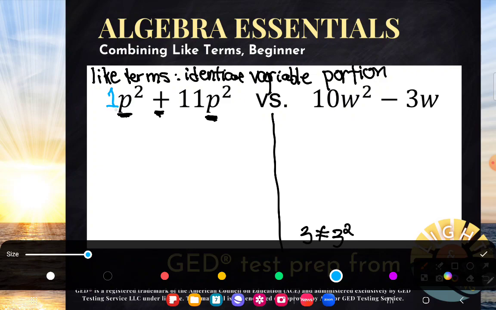So if I'm going to add that, then I get 1 plus 11. I get 12. And 12 what? Well, I was counting up my p squared. So it's still p squared.